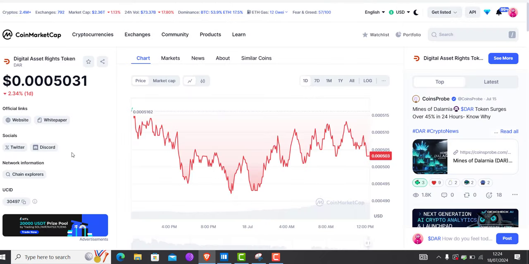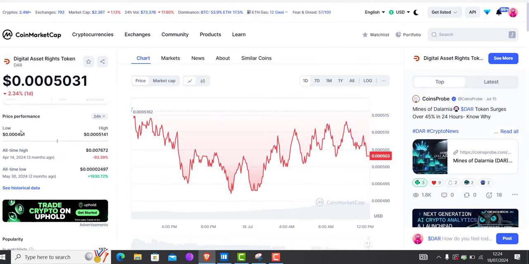Okay. So, as you can see, all time high. We were below 1 cent, and we are 93% away from all time high, which was 3 months ago. As you can see, all time low 2 months ago, guys. And this is the price where we were sitting.